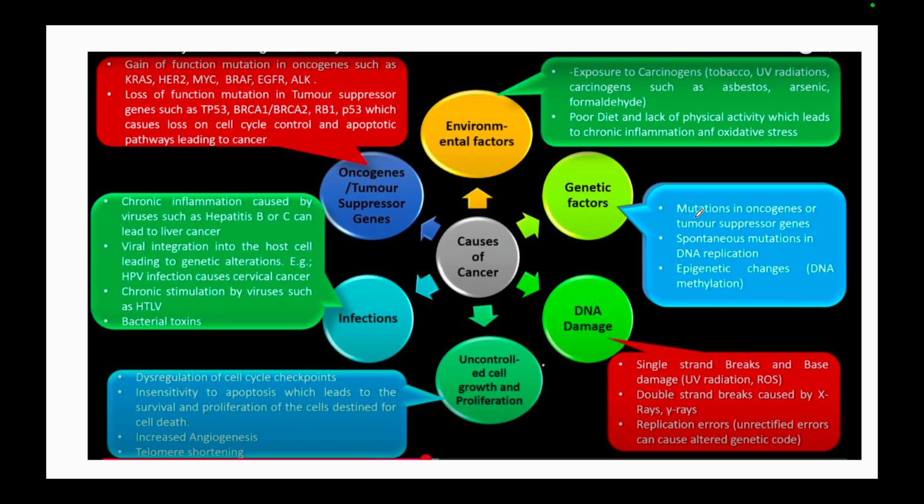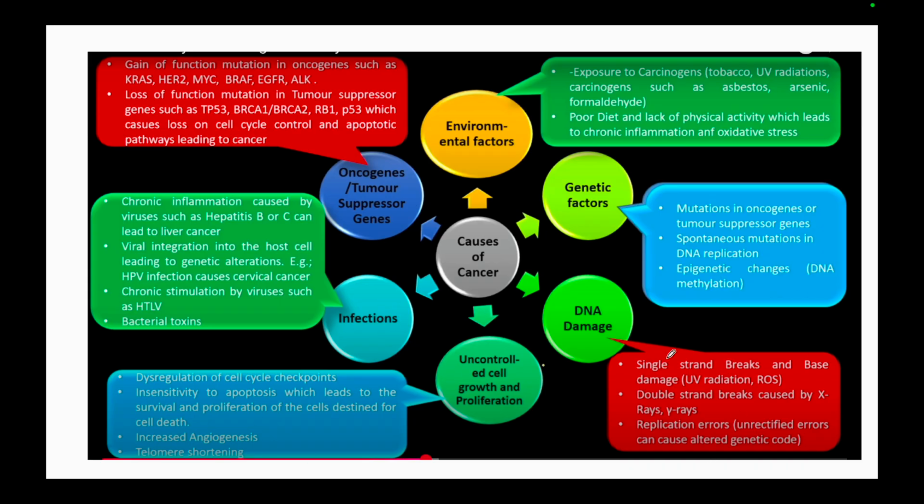There are different genetic factors like mutations in oncogenes, as I said, tumor suppressor genes, and spontaneous mutations. These mutations are prone to cause different changes in the DNA, which can ultimately lead to cancer. Then DNA damage. There are different ways that DNA can be damaged, like ROS, UV, different radiations, and replication error. So DNA can be damaged by itself while replicating, but that is sometimes taken care of.